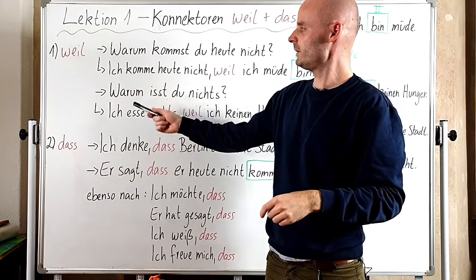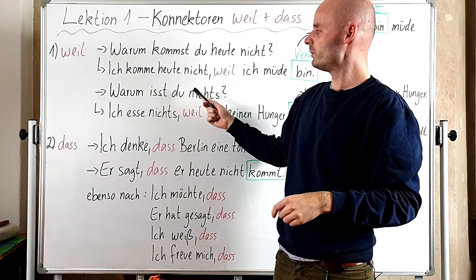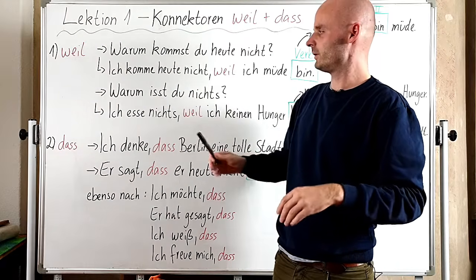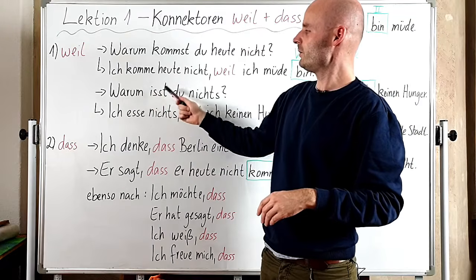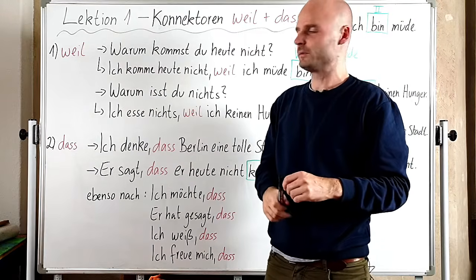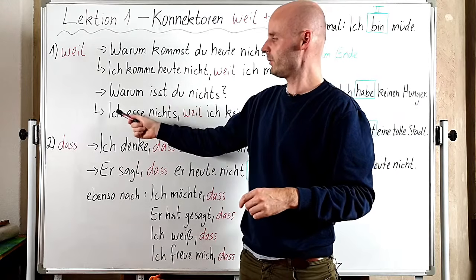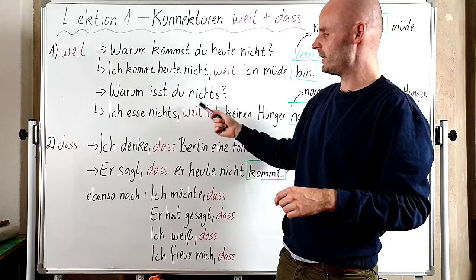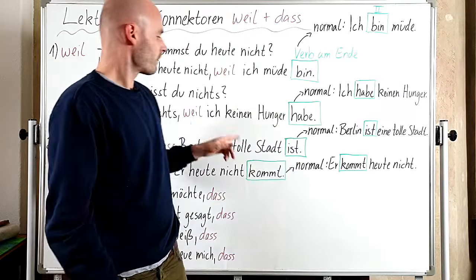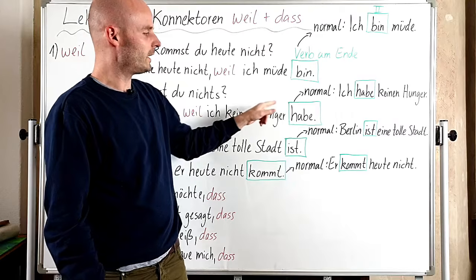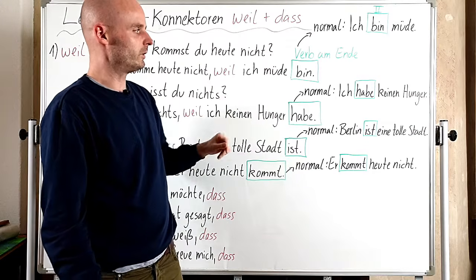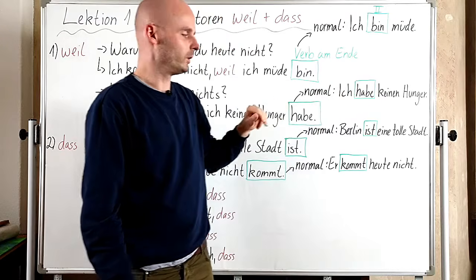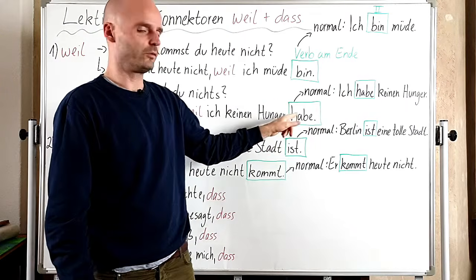And then another example. Warum isst du nichts? Why do you not eat anything? Nichts is like nothing. We say, why eat you nothing? That's how we say it in German. Again, the main clause. Ich esse nichts, comma, and now the answer to this question. Weil, because ich keinen Hunger habe. Because I'm not hungry. Usually we would say, ich habe keinen Hunger. So the verb is in position 2. But after weil, remember, it goes to the end.